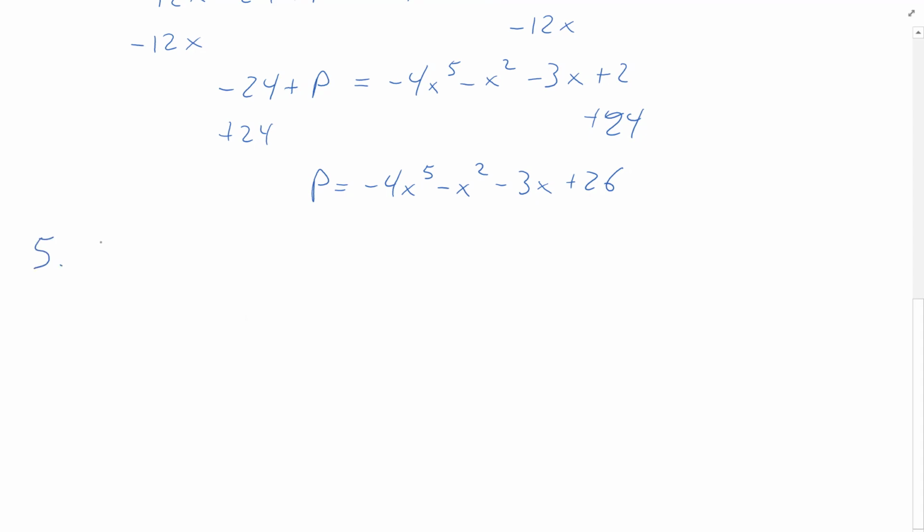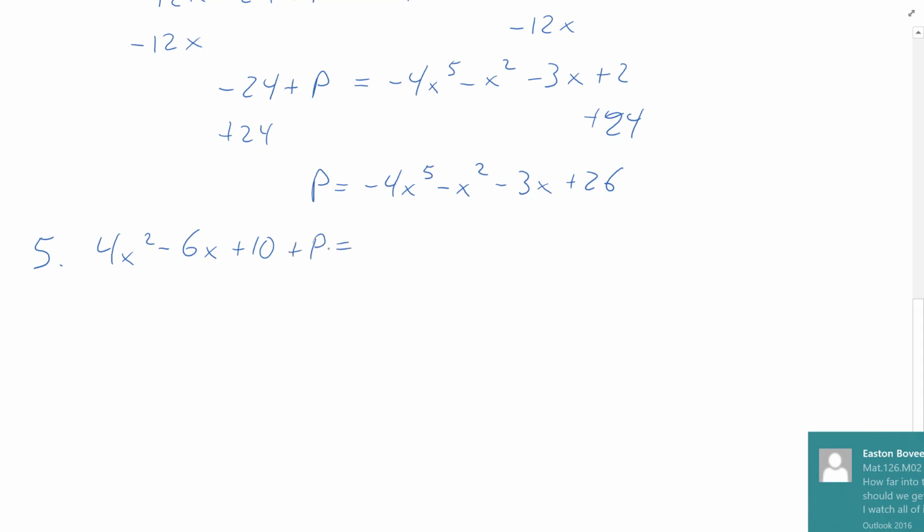Number 5, we have 4x squared minus 6x plus 10 plus p is equal to 17. So if you're comfortable doing this, you're welcome to try this method.